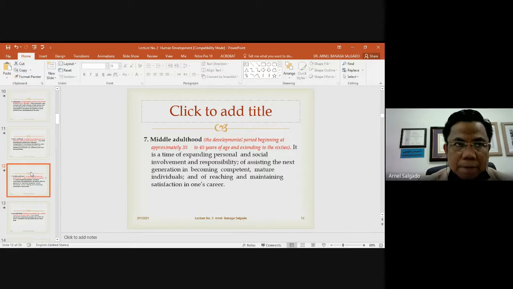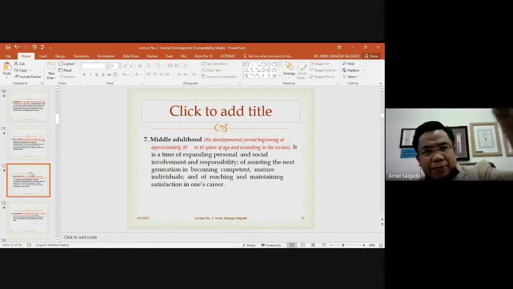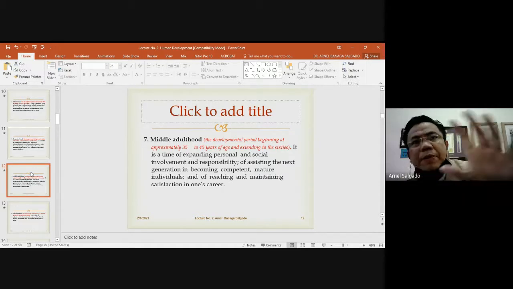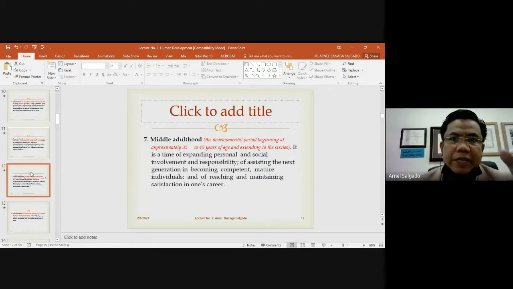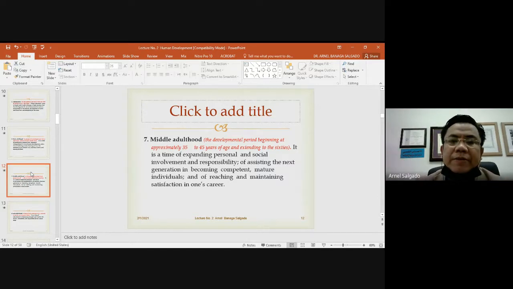It depends, no? Now, it is a time of expanding personal and social involvement and responsibility. You join various community organizations. You join various professional organizations. You speak here and there. You try to help other people. You try to finance other, let's say, institutions, charitable institutions. You are also engaged in assessing the next generation in becoming more competent, mature individuals.